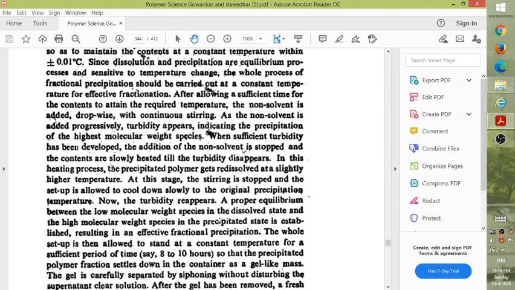The whole setup is then allowed to stand at a constant temperature for a sufficient period of time, say 8 to 10 hours, so that the precipitated polymer fraction settles down in the container as a gel-like mass. The gel is carefully separated by siphoning without disturbing the supernatant clear solution. So what is siphoning? Siphoning is taking one material from one container into another with the help of a tube.